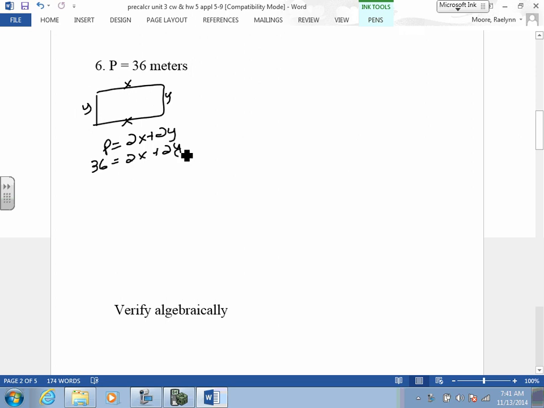Is this exactly like number 5? Right? So the only thing that changed is the perimeter. You guys should be able to plug this one right into the same formulas. Alright, so area. You're maximizing your area. Back to this problem. You're maximizing your area.